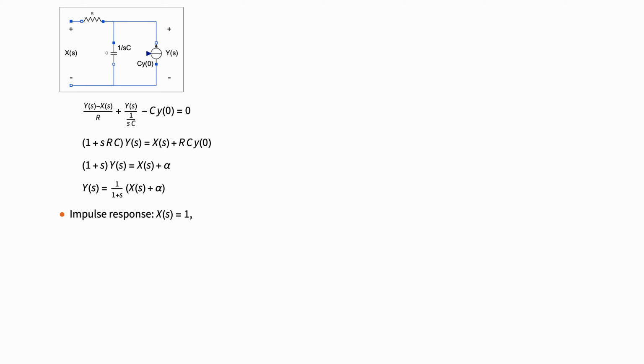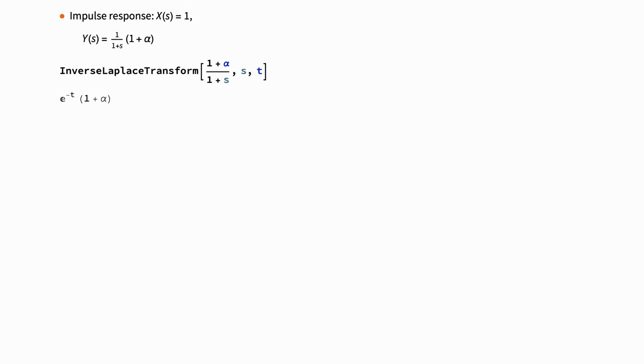For the unit impulse input, we set the Laplace transform of the input equal to 1 and find the Laplace transform of the unit impulse response. The impulse response itself can be obtained by taking the inverse Laplace transform of this expression. Now for a unit step input, we set X(s) equal to 1 over s, the Laplace transform of u(t), and we find the unit step response in time.